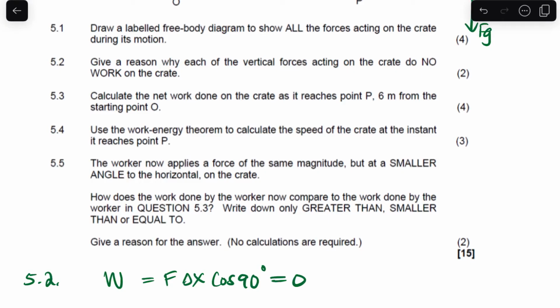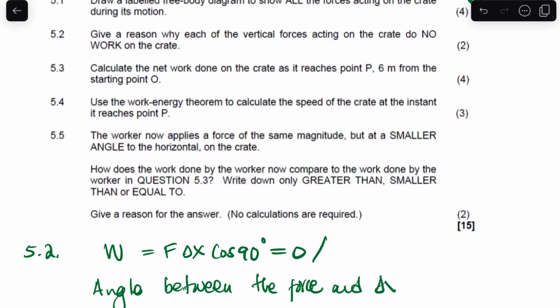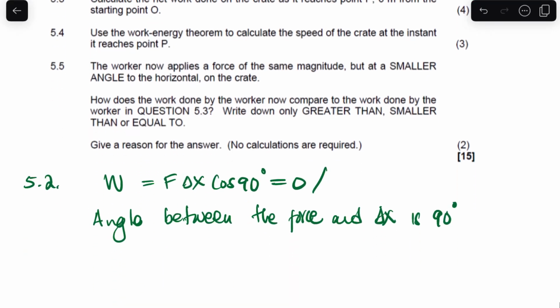So they act perpendicular. Or, as an alternative, you can say the angle between the force and the displacement is 90 degrees. You can also say the crate moves horizontally, while the vertical forces act vertically. So that's what you can say there.